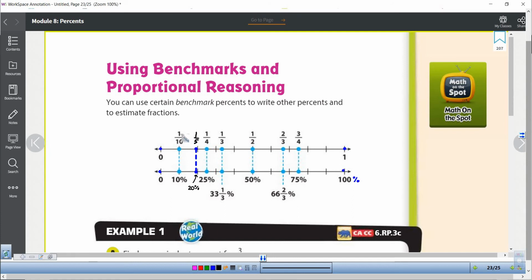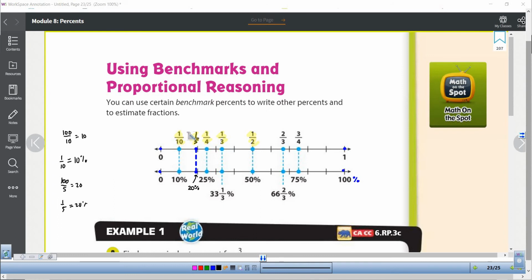So these are really ones that you should have memorized. As we said in the previous video, if you wanted to know 1/10, you do 100 divided by 10, you get 10. So 1/10 is 10%. 1/5, if you did 100 divided by 5, you get 20. So 1/5 is 20%. So we're going to refer to these as benchmarks, meaning these are ones that you really should know. Especially these ones in yellow, because if you know what these are, then you can find any multiple of them.